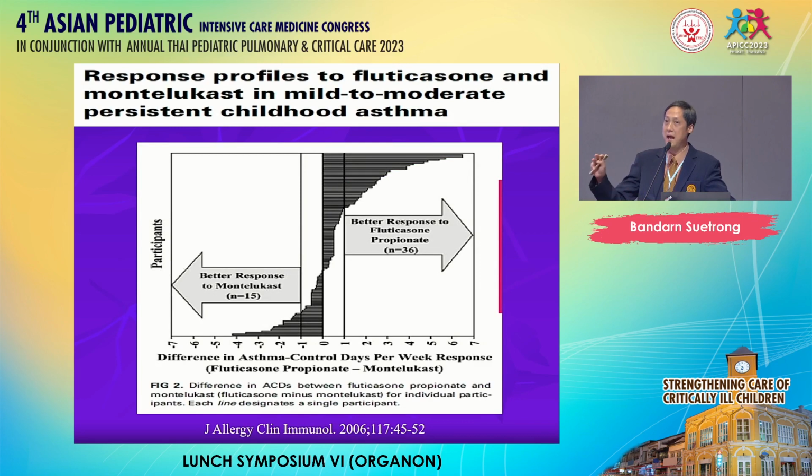If we compare the first asthma control between the inhaled corticosteroid and montelukast, we will find that most of them, about two-thirds, will respond better to inhaled corticosteroid, but the remaining one-third will respond best to montelukast rather than inhaled corticosteroid. So it's unlike an all-or-none story. It's like a some-and-some story. Some respond best to inhaled corticosteroid. Some will respond best to montelukast.